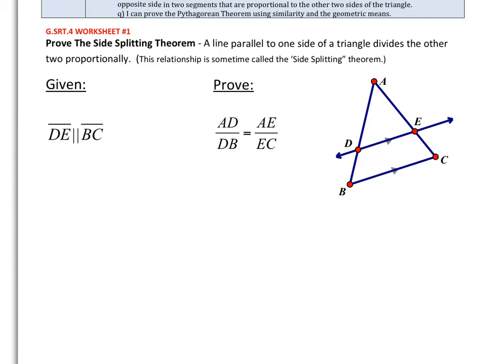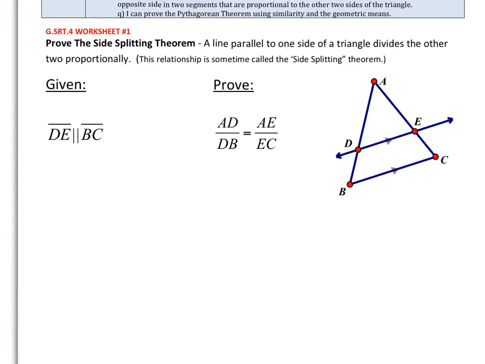In this video, we will prove the side-splitting theorem. So what is the side-splitting theorem? This is when you have a line parallel to one side of the triangle, and it tells you that it's going to divide the other two sides proportionally. We often call this the side-splitter theorem.